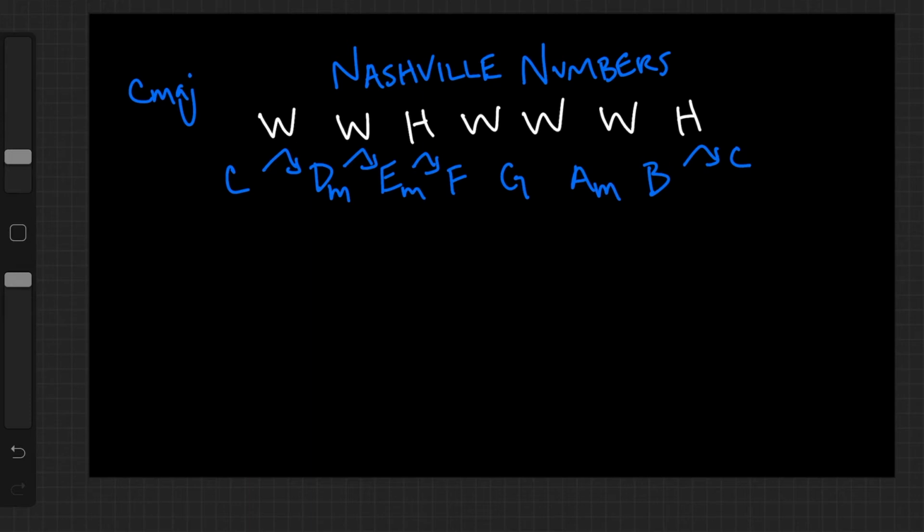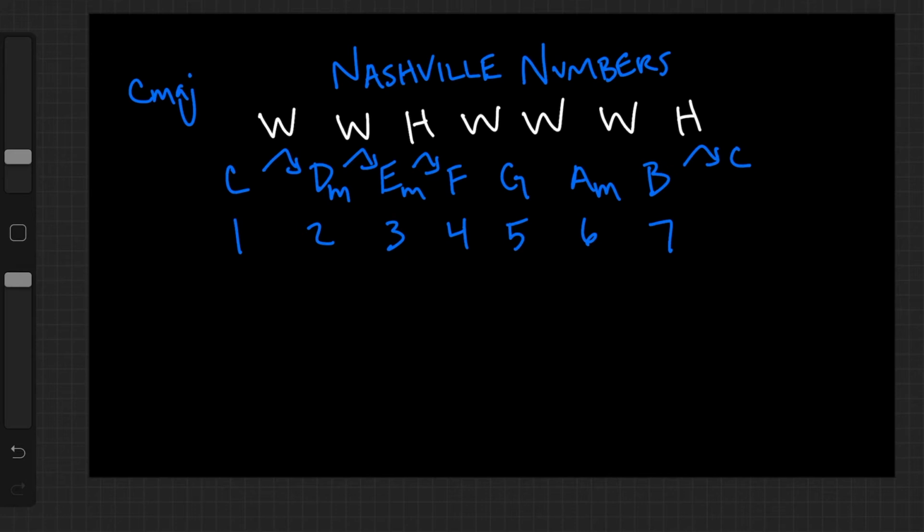So we're going to start with our tonic just like we did when we started naming our notes. And so the tonic is always going to be given the number 1. So that's our starting point. From there, we keep going numerically, and we just number these 1 through 7. And so we know now that D is going to be our 2, E our 3, F our 4, G our 5, A minor our 6, and B our 7. And so those are our chord names when corresponding to our numbers.